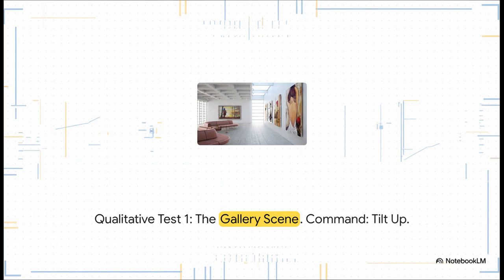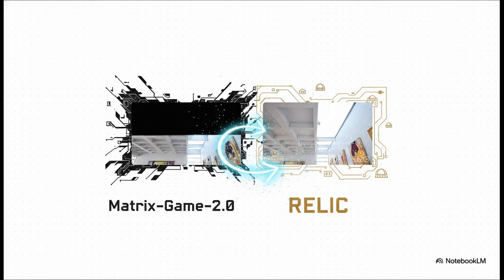But you know, benchmarks are one thing. Seeing is believing. The qualitative tests, where you can just look at the output side by side, that's where the differences really pop. So for our first test, let's go to this art gallery. The command is super simple. Just tilt up. And wow, check out the difference.